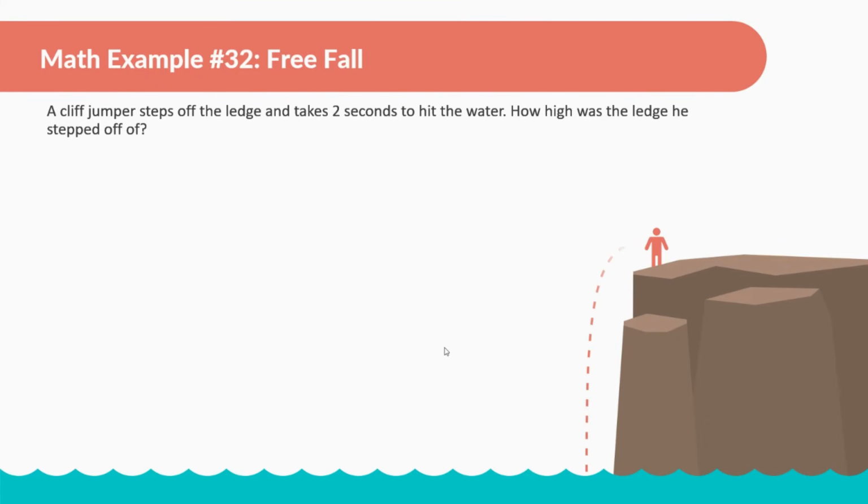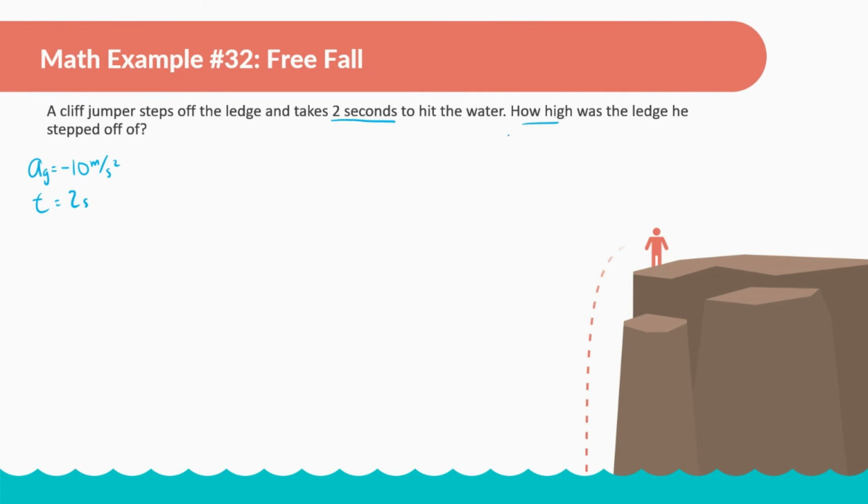All right everyone, let's look at this next example. A cliff jumper steps off the ledge and takes 2 seconds to hit the water. How high was the ledge he stepped off of? Again, it doesn't seem like we have much information here, but we're just going to write everything down. Acceleration of gravity is equal to negative 10 meters per second squared. We're always doing that with free fall, so it's a good thing to do. Takes 2 seconds.